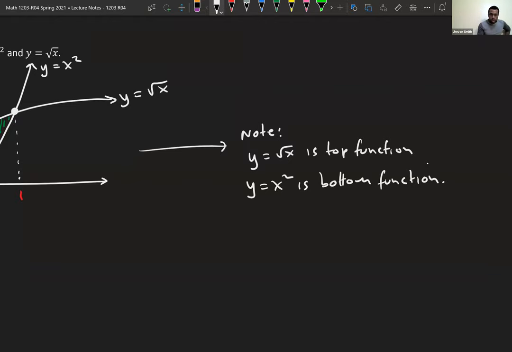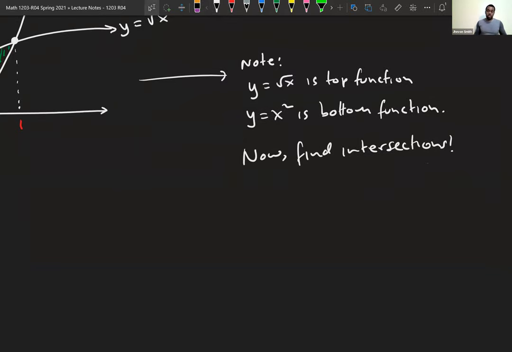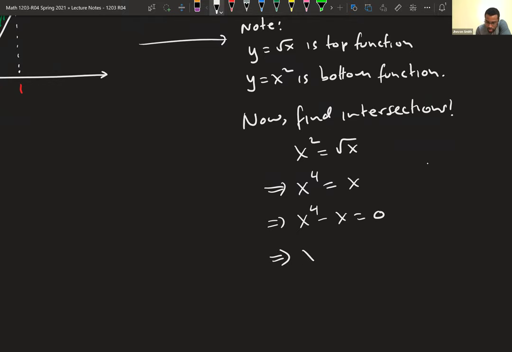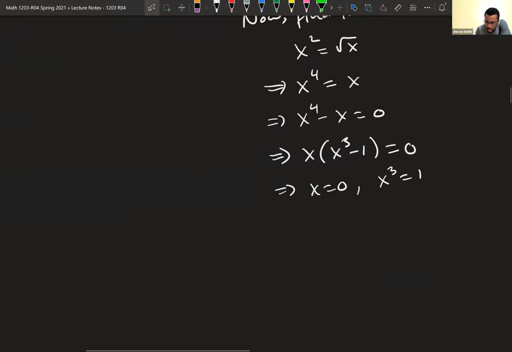Okay. Now what you want to do is find intersections. What you can do to find intersections, you set them equal to each other, right? So you'd have x squared equals rad x. Tons of ways to solve this. Again, you might see that zero and one would be the answers that you want. If not, you can square both sides. Bring all x's to one side. Factor out an x. And so you get x equals zero, or x cubed equals one. So you get x equals one.